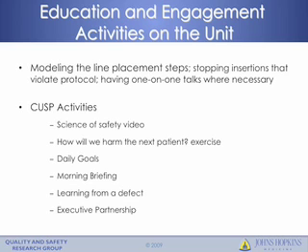You'll also be rolling out the daily goals sheet, the morning briefing, the learning from a defect exercise, and of course you'll be engaging an executive to be a partner with your unit in improving your safety generally. So these are all parts of the comprehensive unit-based safety program, and your quality improvement team will be figuring out how best to roll these out on the unit and at what pace you would like to roll them out as well.